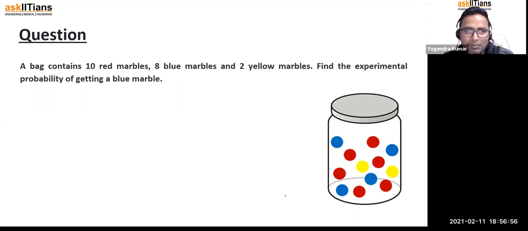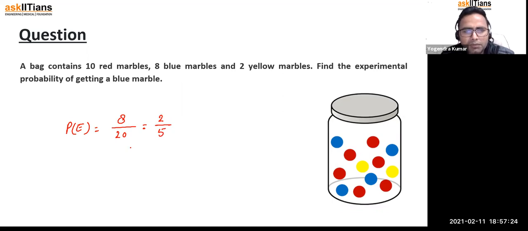Experimental probability of getting a blue marble. So blue marbles are what? Here we don't have any previous data, right? So probability is going to be how many blue marbles are there? 8 blue marbles. Here it is not the exact number, you need to see the data. 8 divided by the total, 20, right? So 4 twos are 8, 4 fives are 20, so 2 divided by 5.